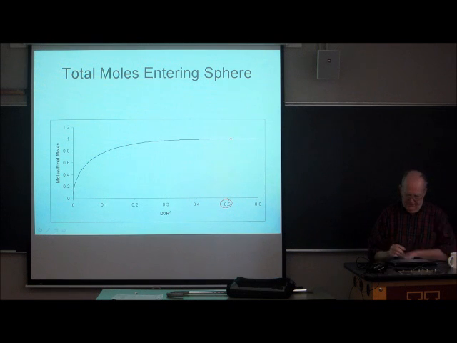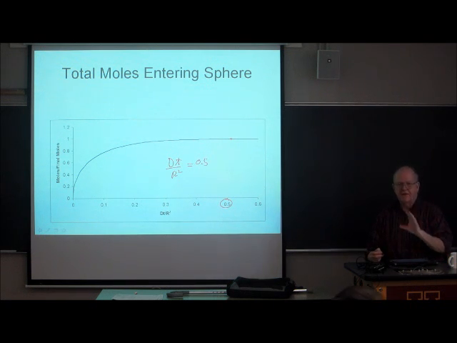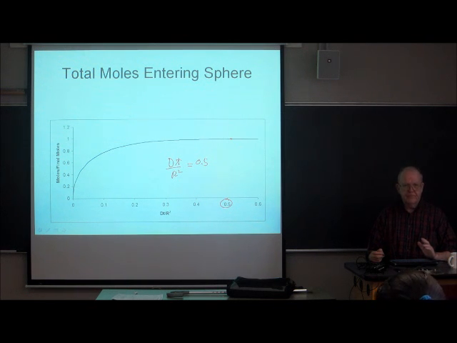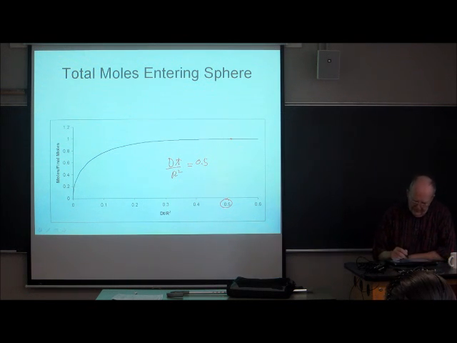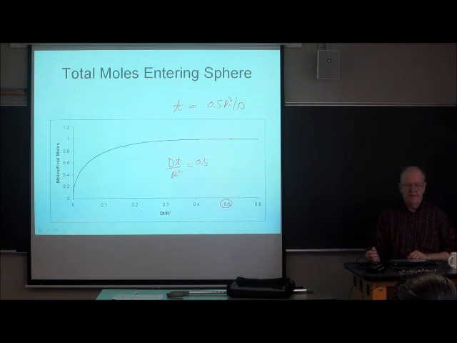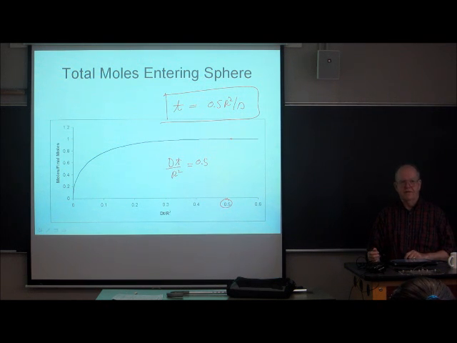Here's the important point. Dt over r squared equals 0.5 is essentially your condition of equilibrium. Or t equals 0.5 r squared over D. That's a super important equation.